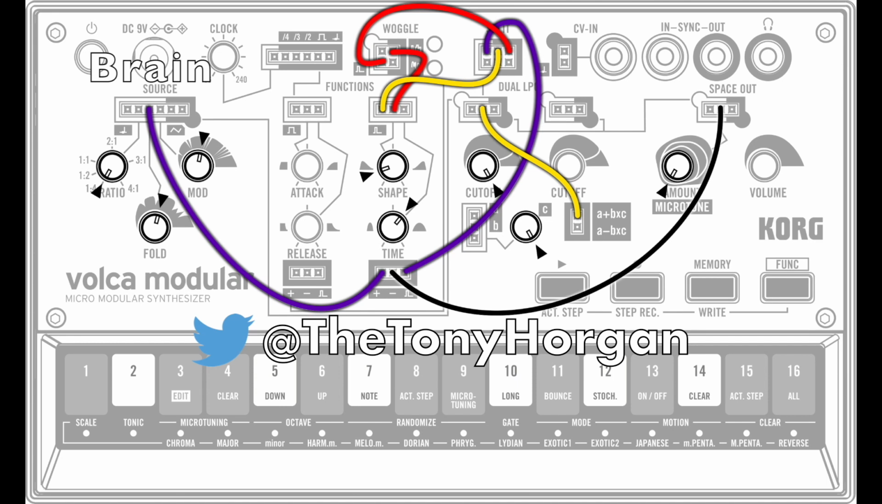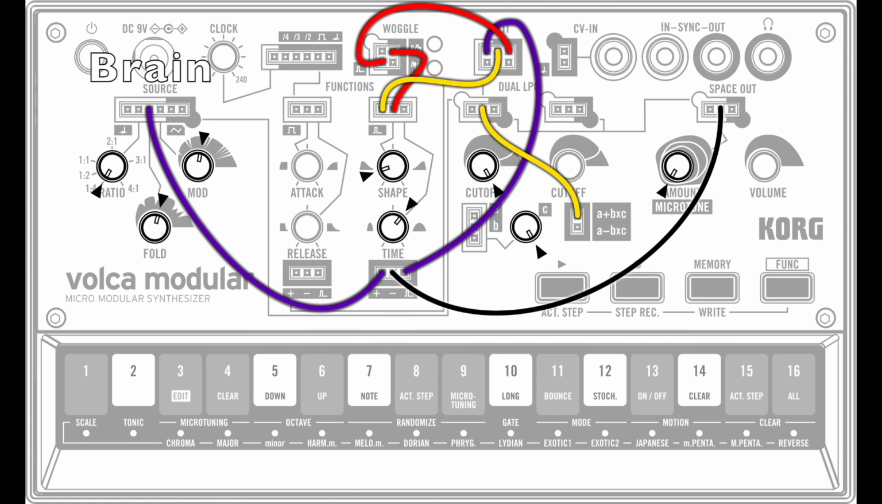There are two main changes to the tone in the sound: the fold amount, which is varied by the function 2 positive output, and the space out amount, which is varied by the function 2 inverted output. As the fold amount rises, the space out reverb amount falls, and vice versa.